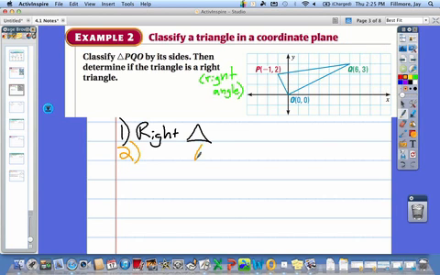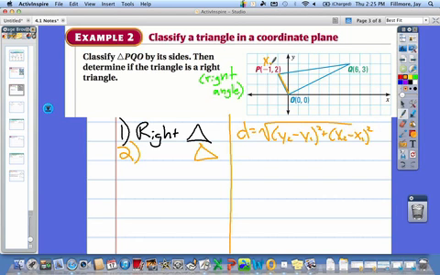So we have to talk about what type of triangle it is with sides. So let's use our distance formula to find the length of this short side first. Distance equals the square root of y2 minus y1 squared plus x2 minus x1 squared. Looking at my x's and my y's, I'll say this is x1, y1, x2, and y2. And I'll plug those in. So my y2 minus y1 is 0 minus 2. x2 minus x1 is 0 minus negative 1.